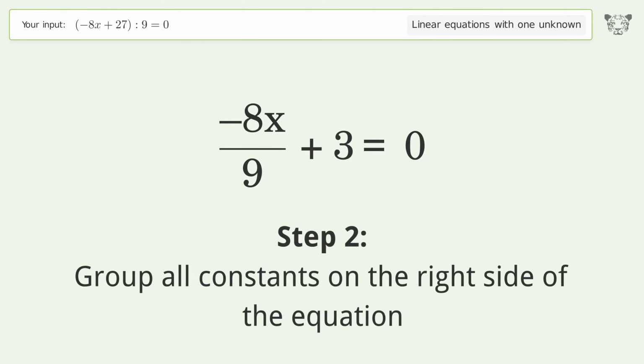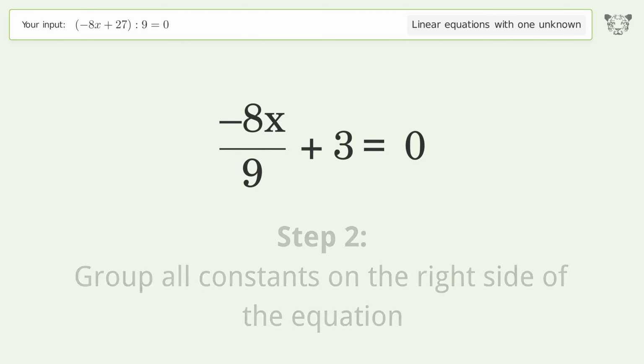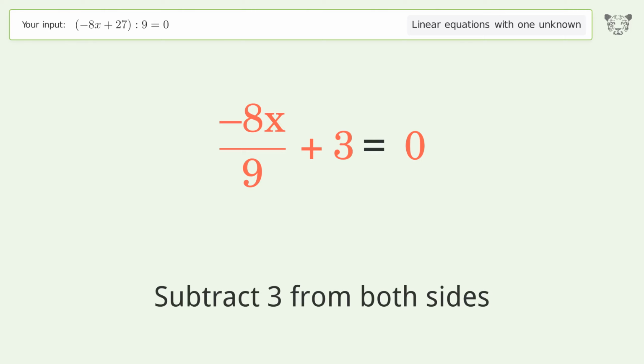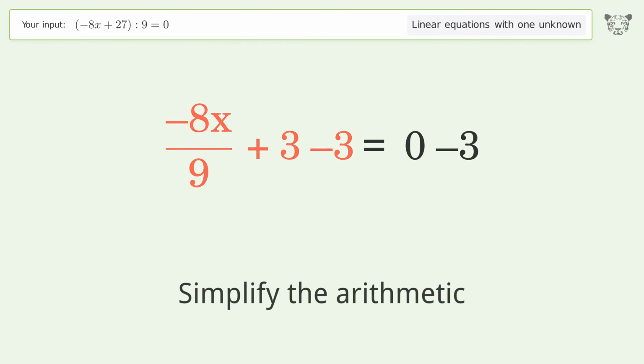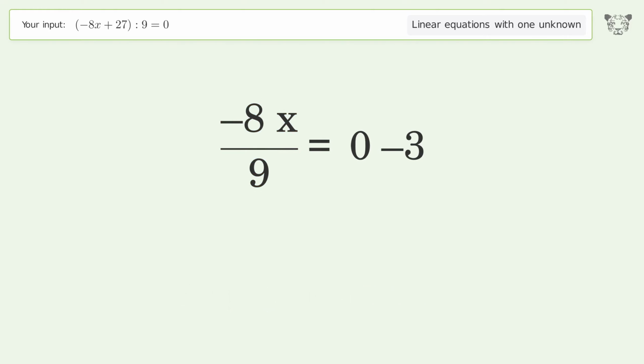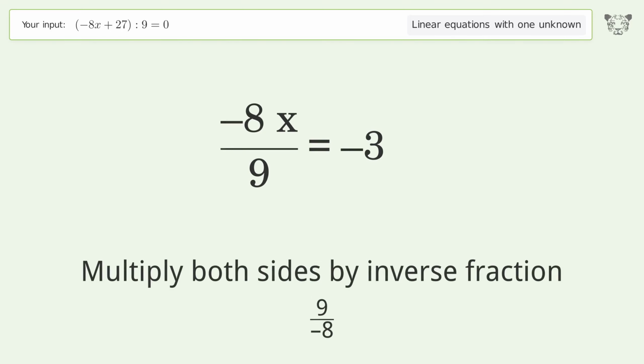Group all constants on the right side of the equation. Subtract 3 from both sides. Simplify the arithmetic. Isolate the x. Multiply both sides by inverse fraction 9 over negative 8.